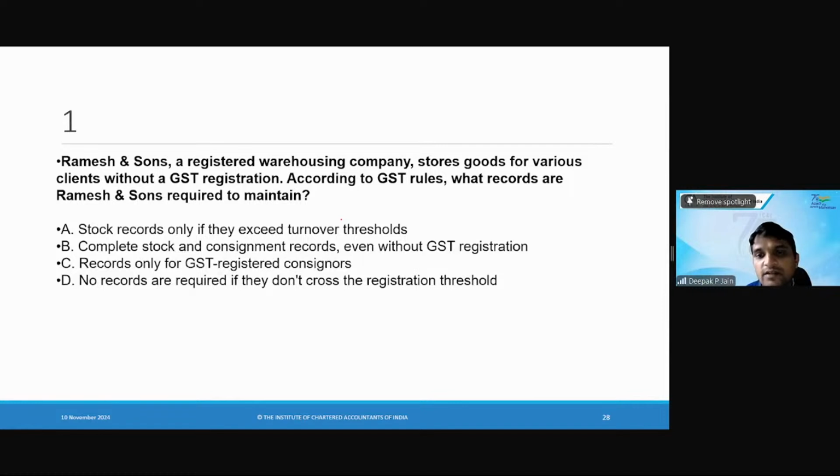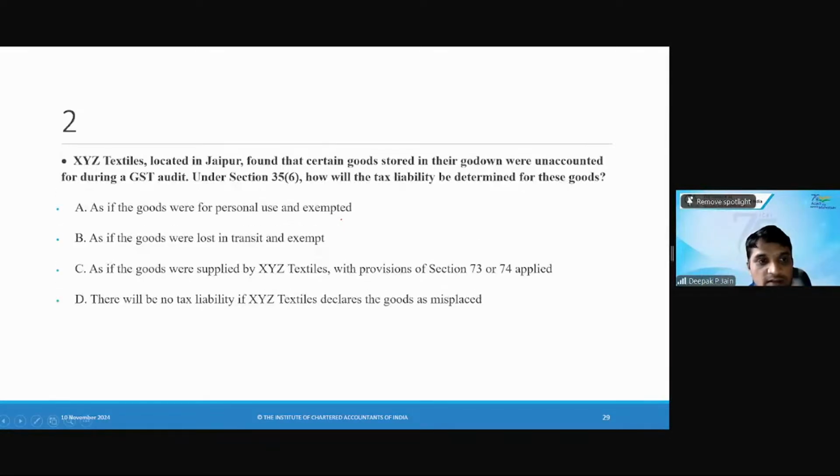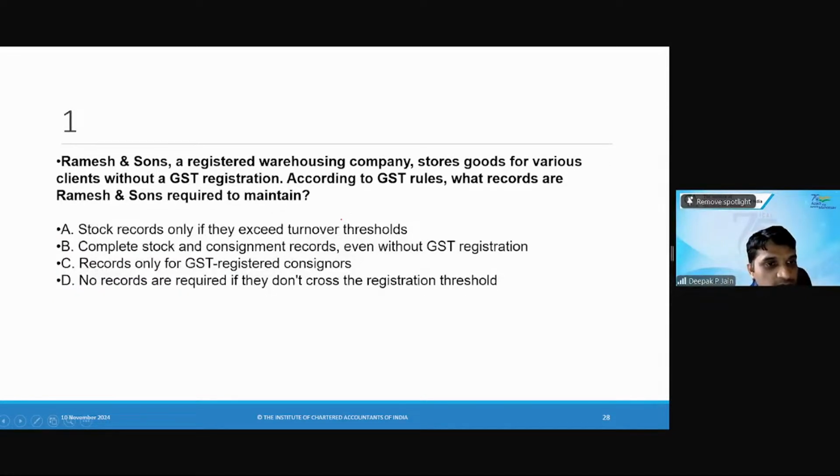तो फर्स्ट का आपने सही जवाब दिया है लगभग सबने, except ओम कृष्ण, जिन्होंने आंसर दिया है सी। बाकी सब लोगों ने आंसर दिया है बी। क्योंकि यह रजिस्टर्ड वेयरहाउस है तो फिर उसे मेंटेन करना पड़ेगा complete stock and consignment records even without GST registration. उसे सिर्फ जीएसटी रजिस्टर्ड का नहीं मेंटेन करना है, अनरजिस्टर्ड है फिर भी उसको complete stock और complete consignment records मेंटेन करना पड़ेगा. करेक्ट, सो द करेक्ट आंसर इज बी. हाँ, ठीक है, आंसर इज बी.